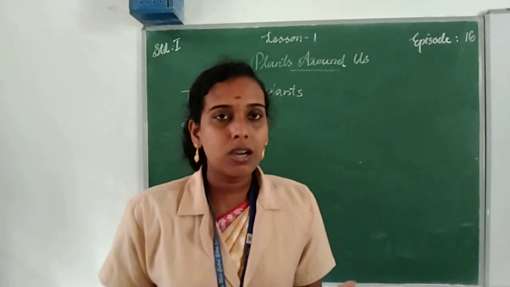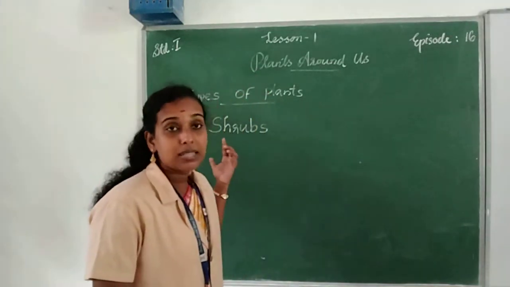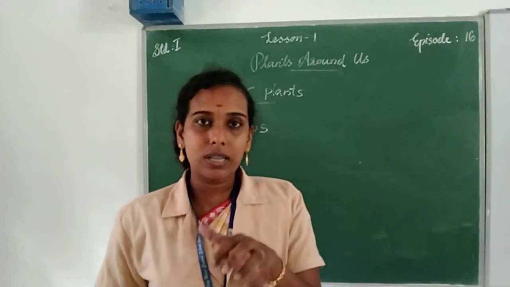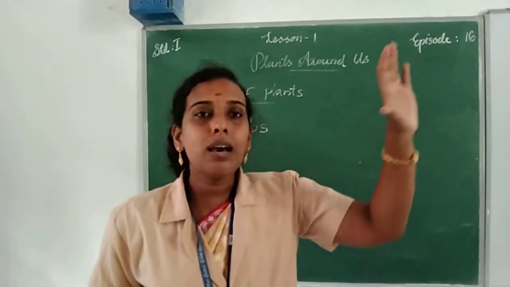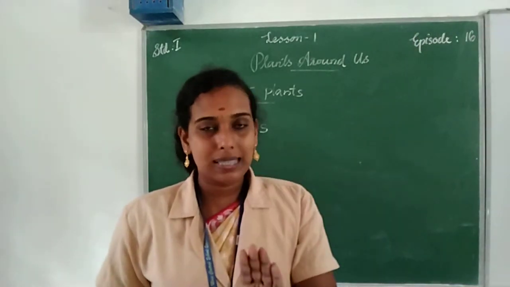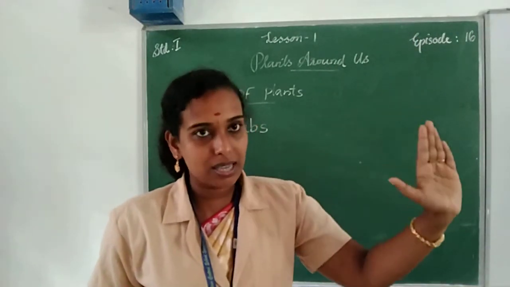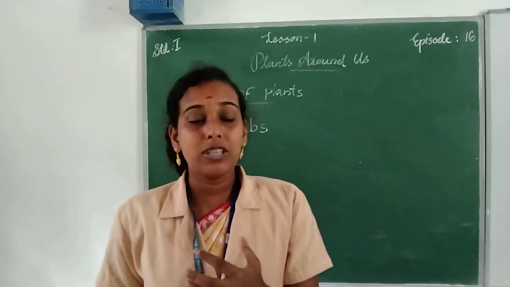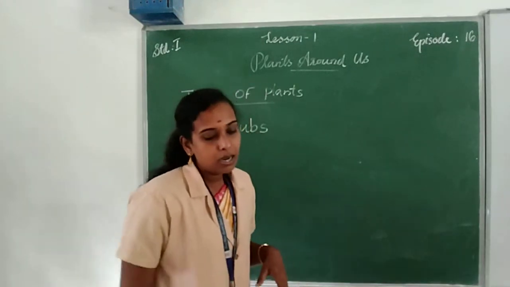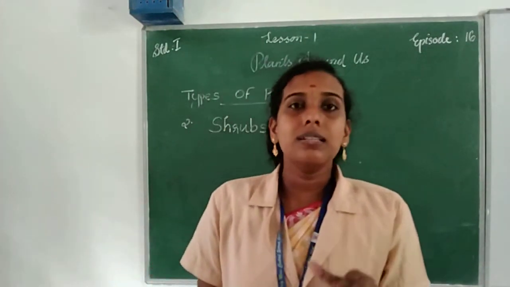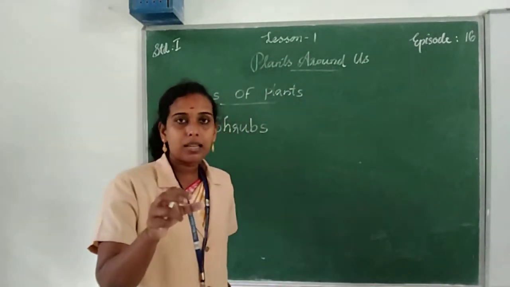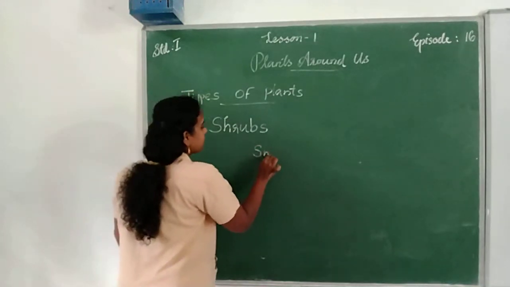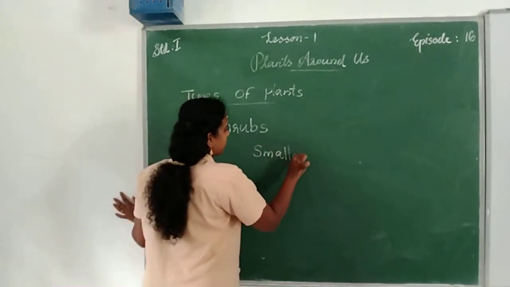A rose is smaller than trees. If you consider a mango tree, a rose is smaller than the mango tree, which means rose is a shrub. It is smaller than trees and looks like a bush. It's a bushy plant, which means kuttichedi. So the plants which are smaller than trees and look like bushes are shrubs.